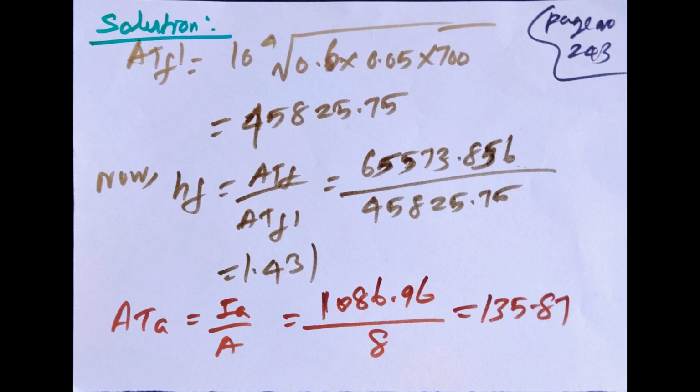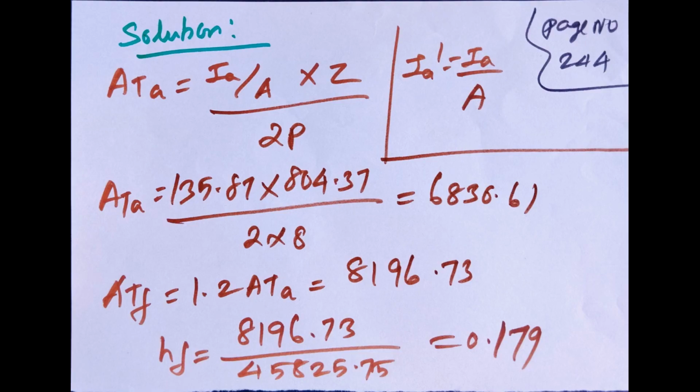ATa is equal to Ia divided by A, which is 1086.96 divided by 8, equal to 135.87. Solution: ATa is equal to Ia divided by A into Z divided by 2P. Ia dash is equal to Ia divided by A. ATa is equal to 135.87 into 804.37 divided by 2 into 8.